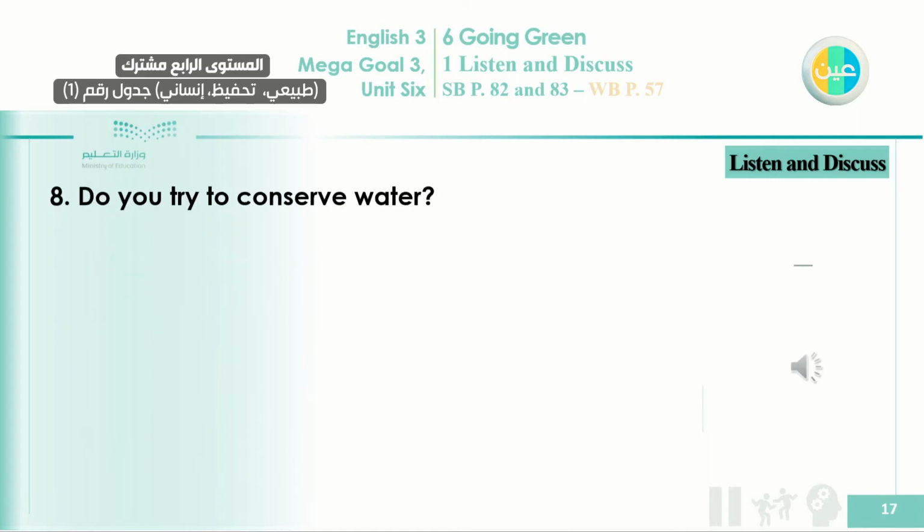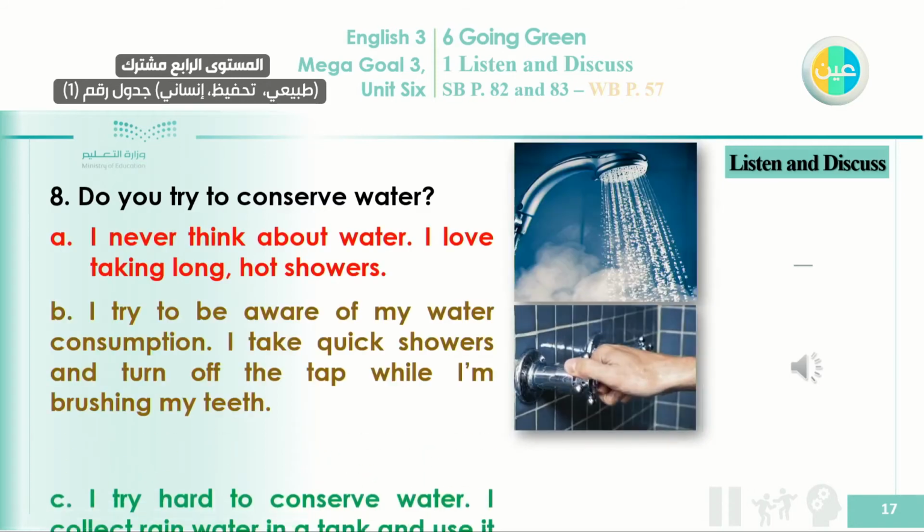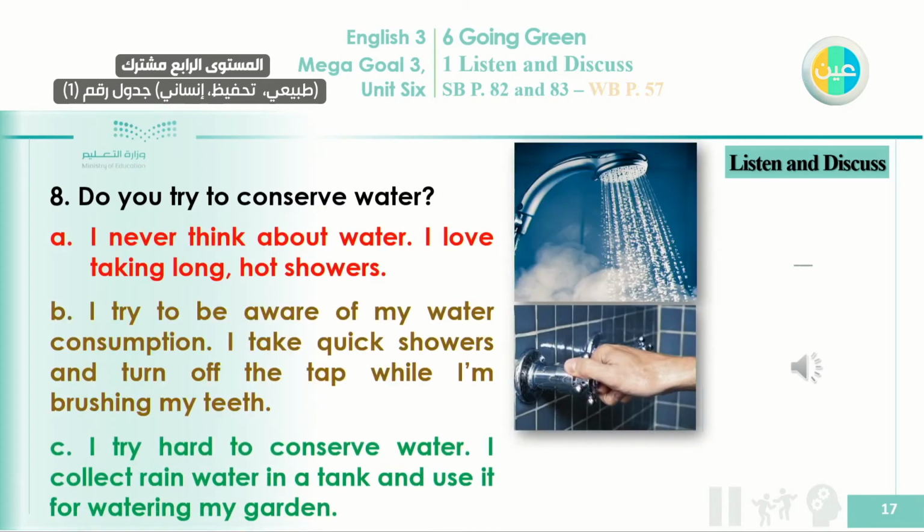Eight. Do you try to conserve water? A. I never think about water. I love taking long hot showers. B. I try to be aware of my water consumption. I take quick showers and turn off the tap while I'm brushing my teeth. C. I try hard to conserve water. I collect rainwater in a tank and use it for watering my garden.